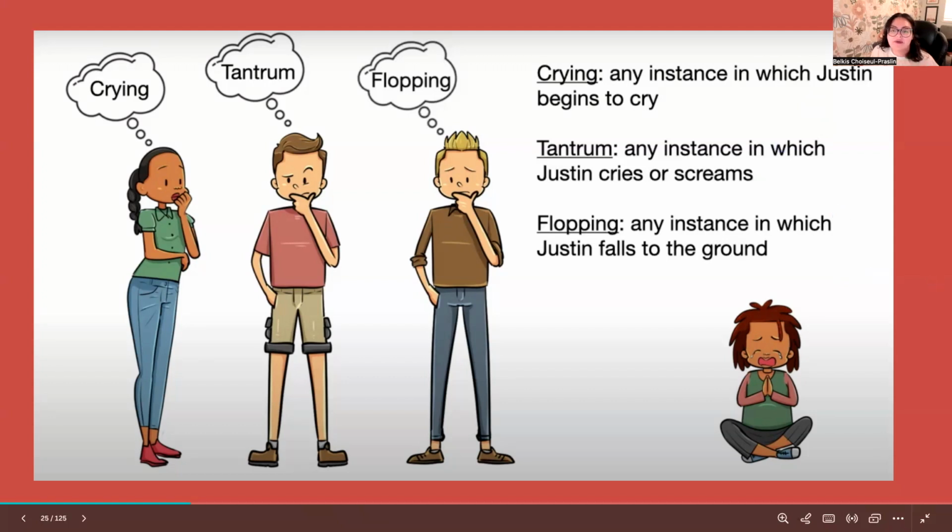Let's say in the scenario, three different people were observing the same incident, and one might say Justin's crying. The other one might say he's tantruming. The third person might be in there and be like, what are you talking about? I saw that he was flopping on the ground. Even though they're watching the exact same behavior, because of these definitions, they are tracking something different.